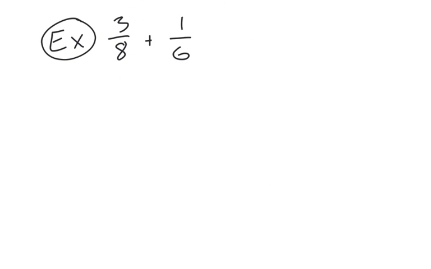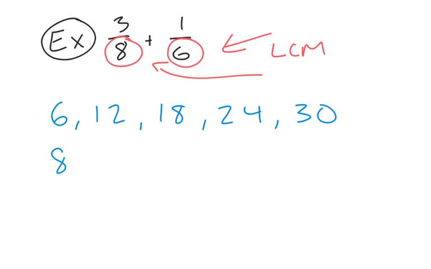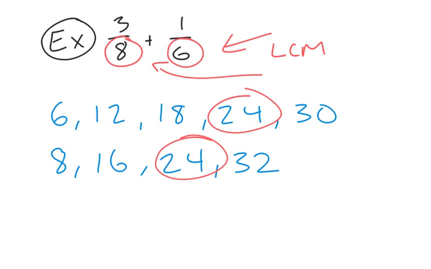In our second example, we're going to look at 3 over 8 plus 1 over 6. Before we can do anything, we have to look at the denominators. And you'll notice that the denominators are not the same. Therefore, we need to find the lowest common multiple of 8 and 6. I'm going to go ahead and list out the multiples of 6 quickly. 6, 12, 18, 24, 30. I'm going to list out the multiples of 8. 8, 16, 24, 32. At this moment, you should notice that the lowest common multiple actually is 24. So 24 is the LCM.